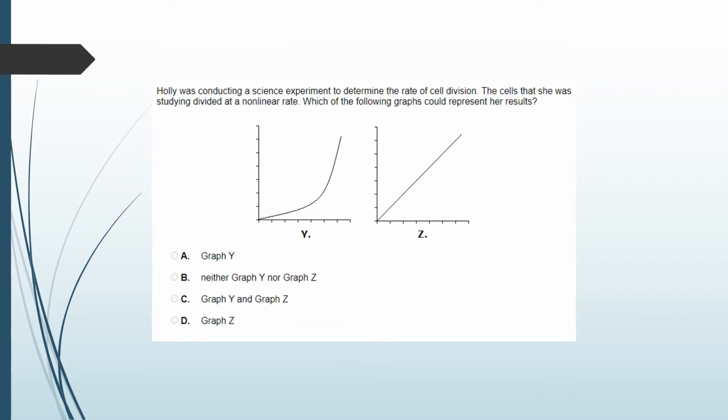Holly was conducting a science experiment to determine the rate of cell division. The cells that she was studying divided at a nonlinear rate. Which of the following graphs could represent her results? I see that Z is a linear graph, and I see that Y is nonlinear because it is not in a straight line. So I would say graph Y.